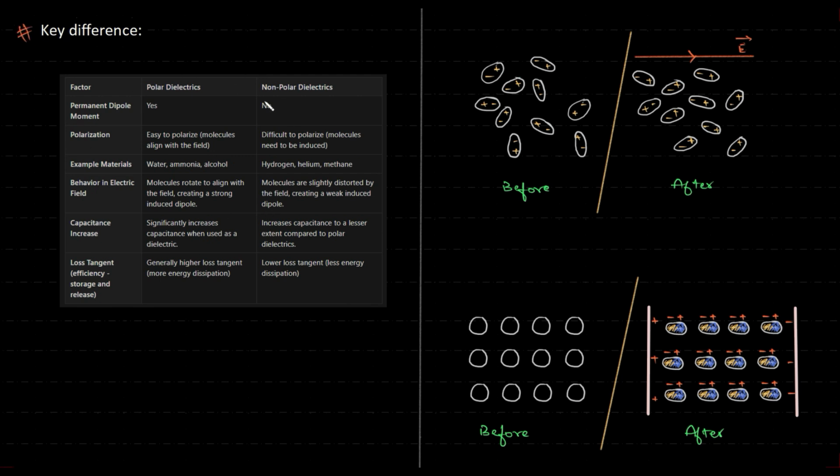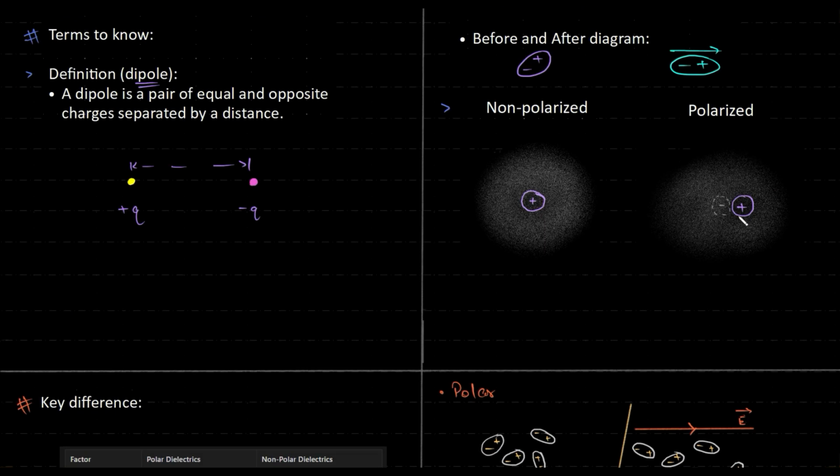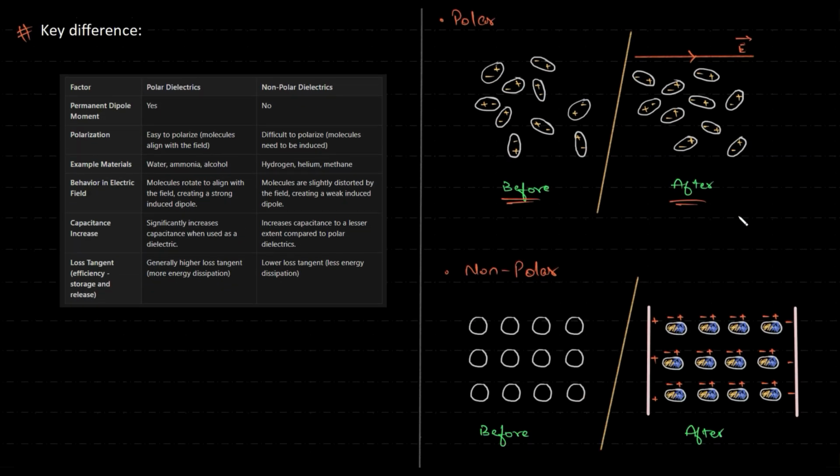Before going to the table over here, let me talk about the diagrams. The first diagram is to do with polar. The second one is to do with non-polar. This is before and after the electrical field. Let's look at the before scenario. In polar dielectric, we can see that the atoms are polarized, similar to this. It can be any degree, a lot or a bit, but it's still polarized. In non-polar, the atoms are not polarized. That's a very basic difference.